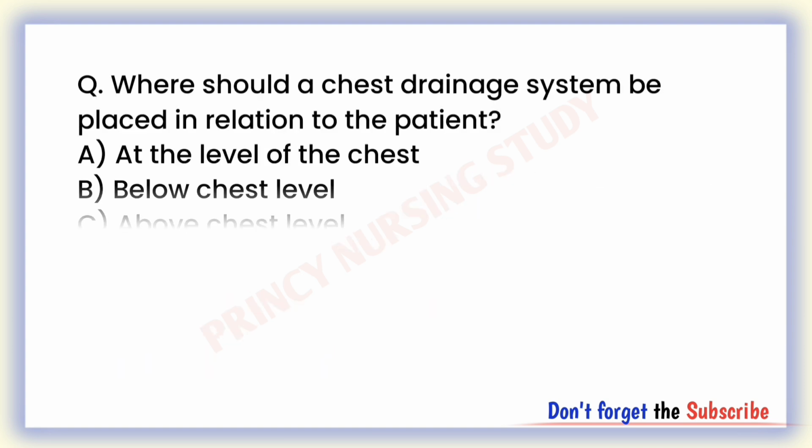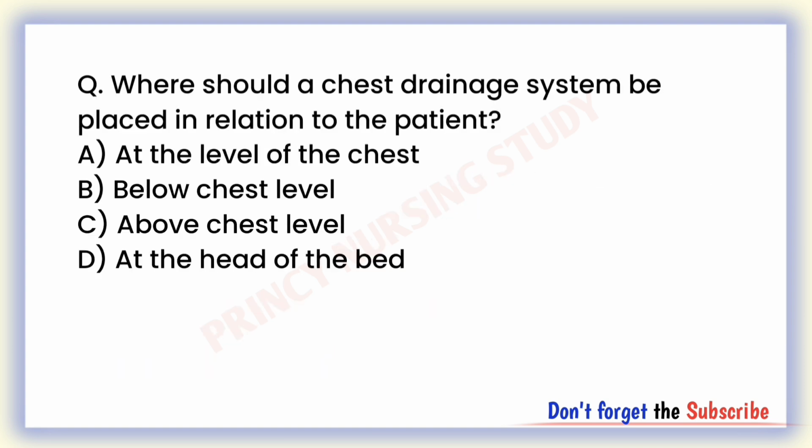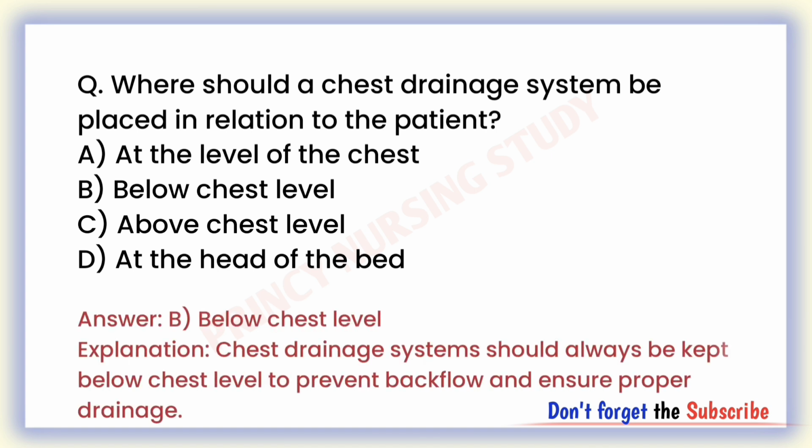Next question. Where should a chest drainage system be placed in relation to the patient? Correct answer is B. Below chest level. Chest drainage systems should always be kept below chest level to prevent backflow and ensure proper drainage.